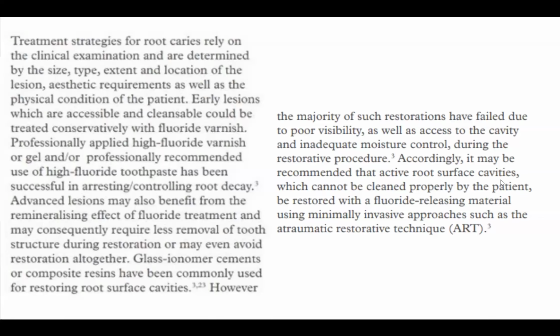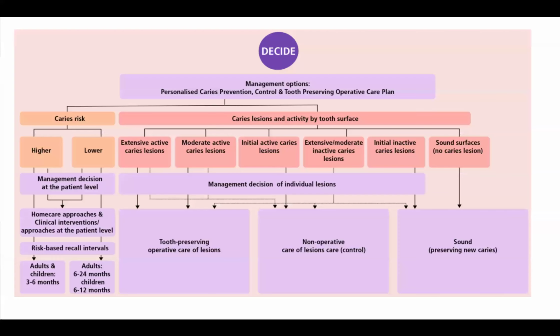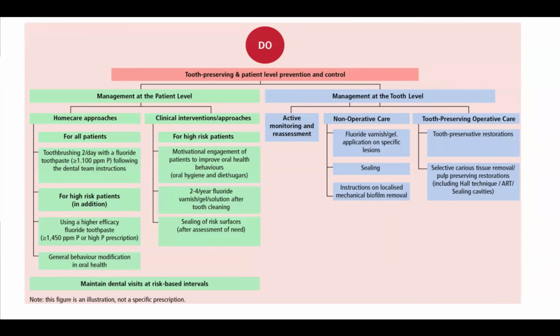It's recommended that for active root surface caries, which cannot be cleaned properly by the patients, you can always apply a GIC over there using minimally invasive approaches. Don't drill, don't roughen the surface, just use ART, which is removing the caries with your hand instruments and applying a material like glass ionomer. This is a very complex chart. I don't want to get you all confused. Rather than this, I think it's better if we follow TG, which has given us very clear-cut guidelines on what to do and how to educate our patients. I'll come to that as well.